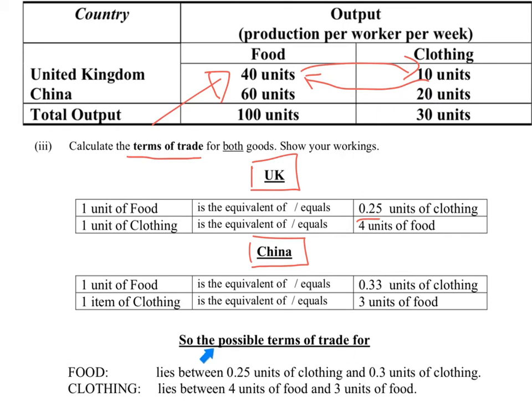So our possible terms of trade then, and these have to be bartered for: food lies between 0.25 and 0.33 units of clothing, and clothing lies between 4 units of food and 3 units of food. So there are your terms of trade for food and clothing.